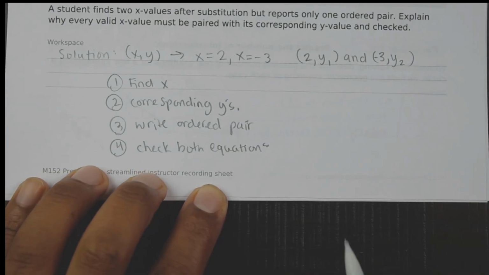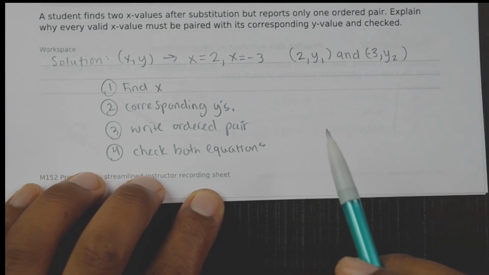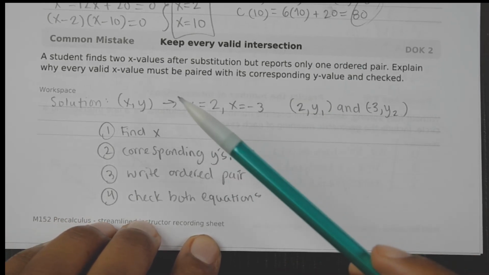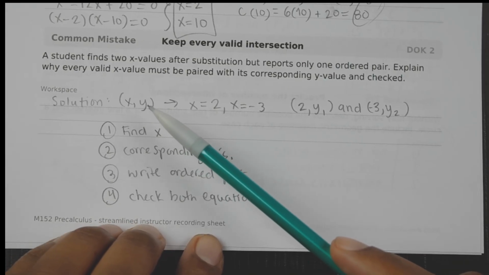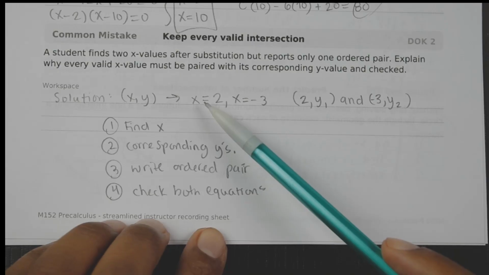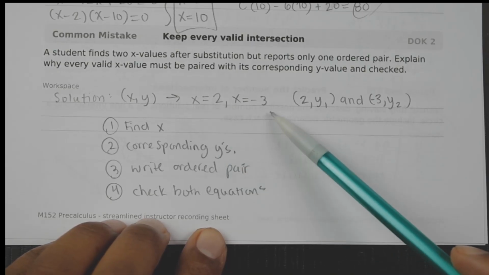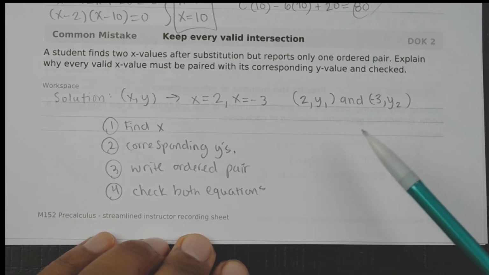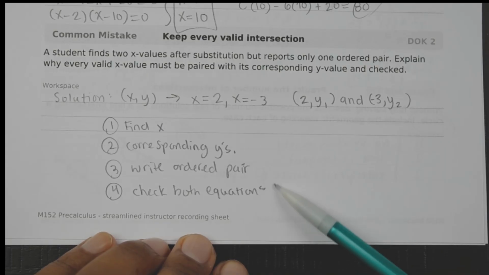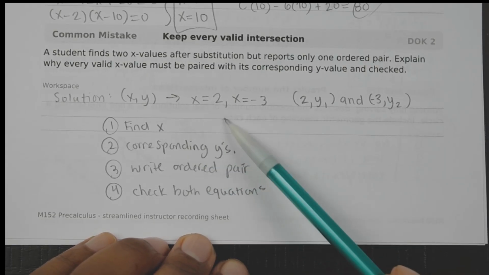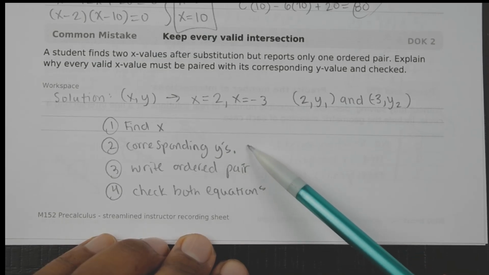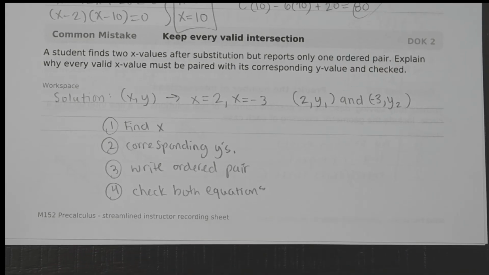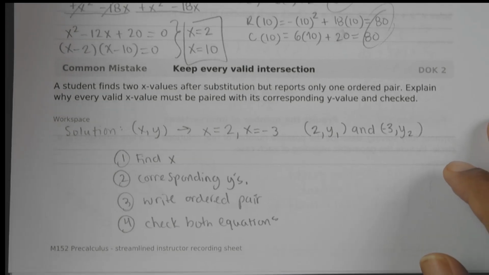It's very important that when you're looking for the common mistakes in these problems, a common mistake is saying, I found one x, I can move on. No, if you have two x values, then you need to find two corresponding y values. So use this as a reference. First, find the x or x's, then find their corresponding y's, write the ordered pair, and then check both solutions. That is the sequence.